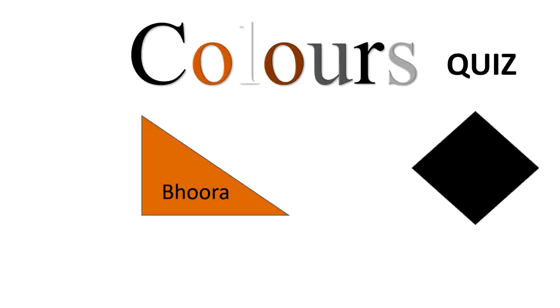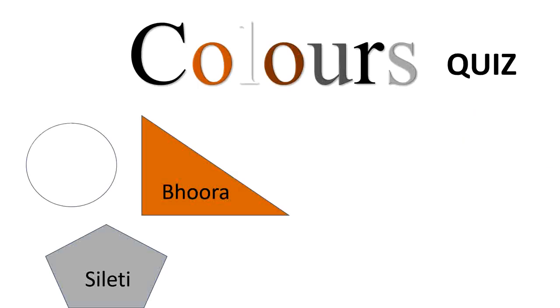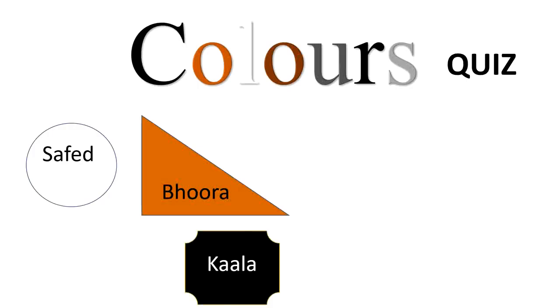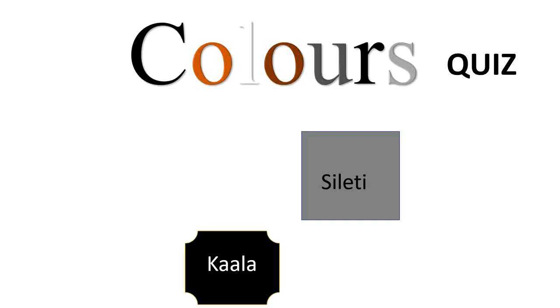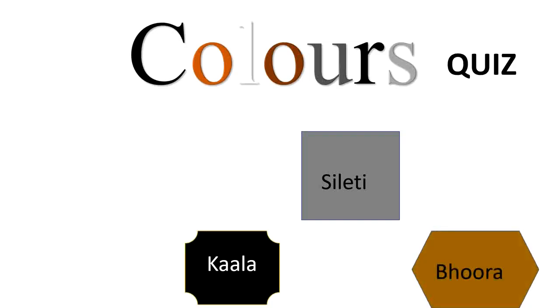Bhura. Next color. Kala. Next. Slate. Next one. Safed. Here again. Kala. This one. Slate. And the last one. Bhura. One more. Safed.